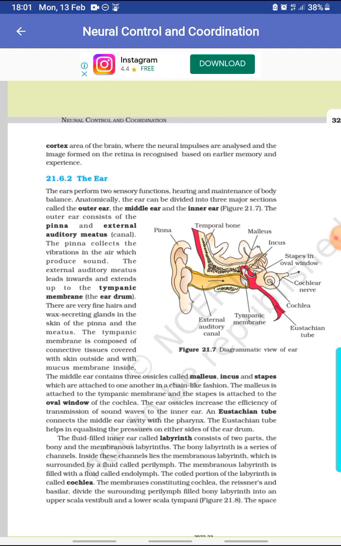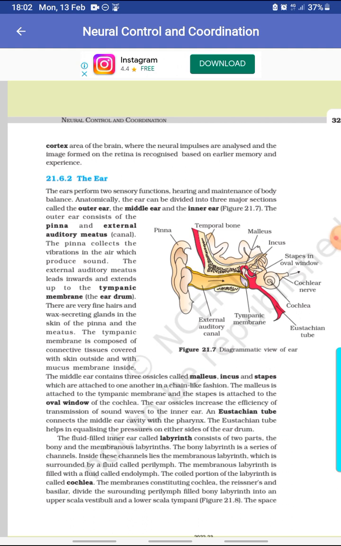The ear. The ears perform two sensory functions, hearing and maintenance of body balance. Anatomically, the ear can be divided into three major sections called the outer ear, the middle ear, and the inner ear. The outer ear consists of the pinna and the external auditory meatus or canal.